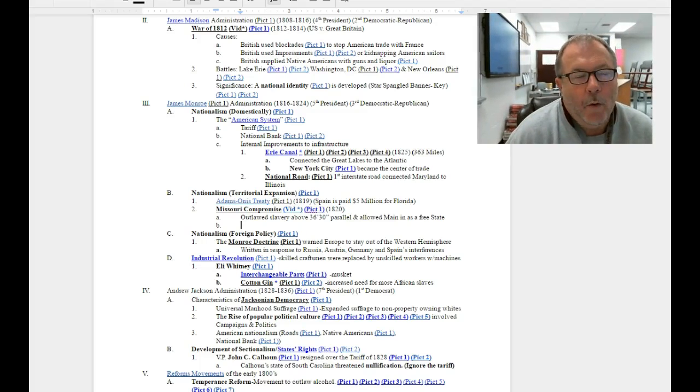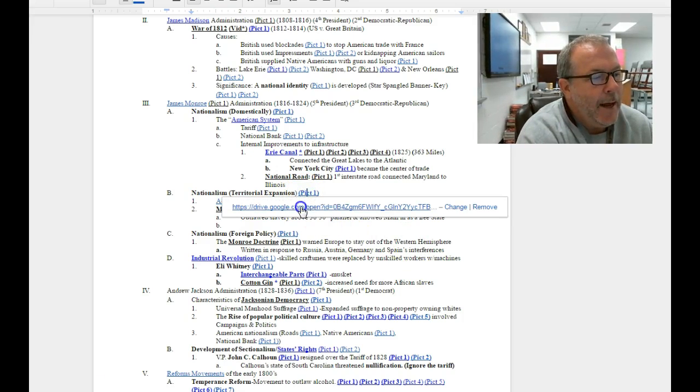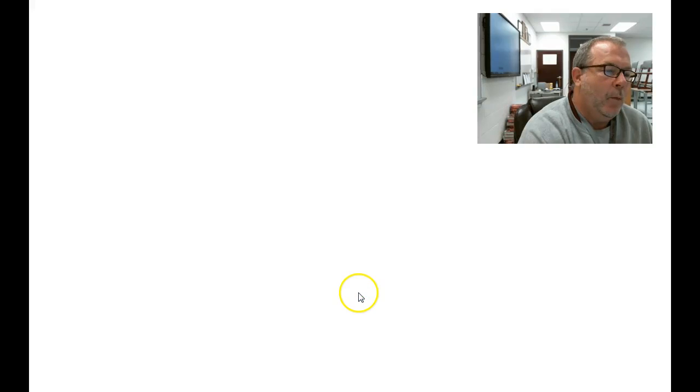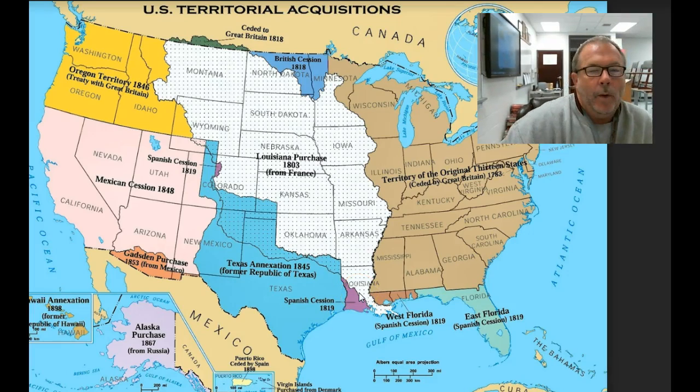Unit 4, Period 4, the presidency of James Monroe. Today we're going to talk about the main theme of his presidency, which was the development of nationalism. We'll talk about it from the standpoint of what kind of expansion occurred territorially for the United States during his presidency. And we must first look at exactly where the United States is at this point.